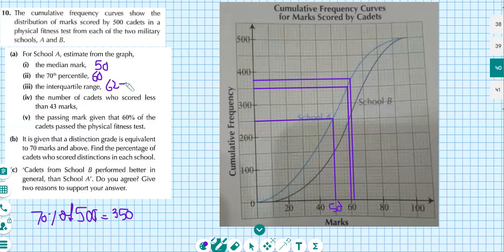Upper quartile minus lower quartile. The lower quartile is at 25% of 500. So it is 125. So where is 125? 100, 10, 20. This is 125. This is 32, 33, I guess. Yes, 33. So it gives you 29. This is the interquartile range.